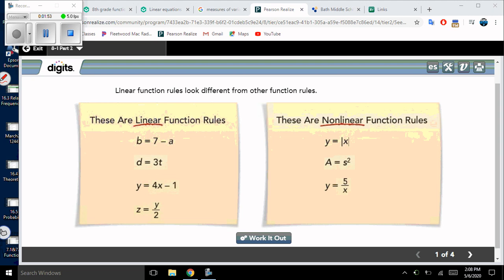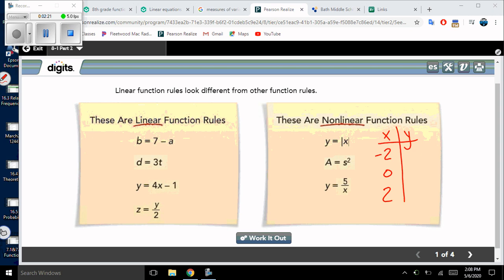Now, one of the best ways to make sure that you understand why these other ones over here on the right side are not linear is to think about what would happen if we graphed them or if we tabled them. So if I took a look at this one and said, hey, y equals the absolute value of x, and I made a table for that, and I said, I'm going to let x be, for example, -2, I'm going to let it be 0, I'm going to let it be +2. Take a look at what our answers are going to be here.